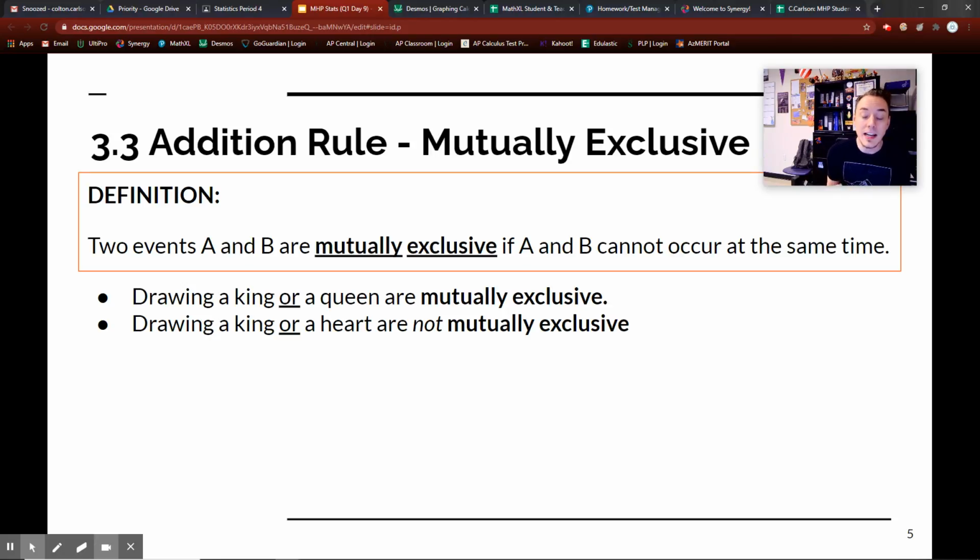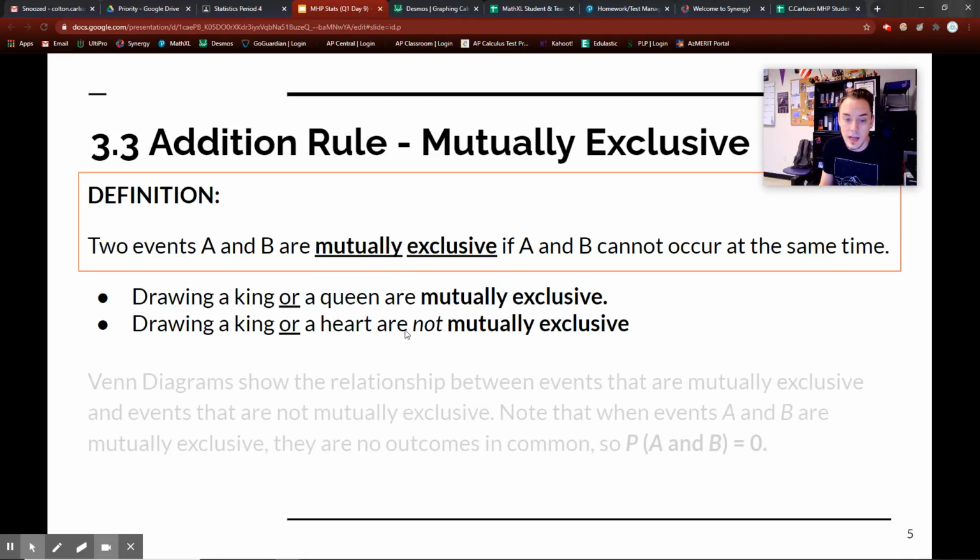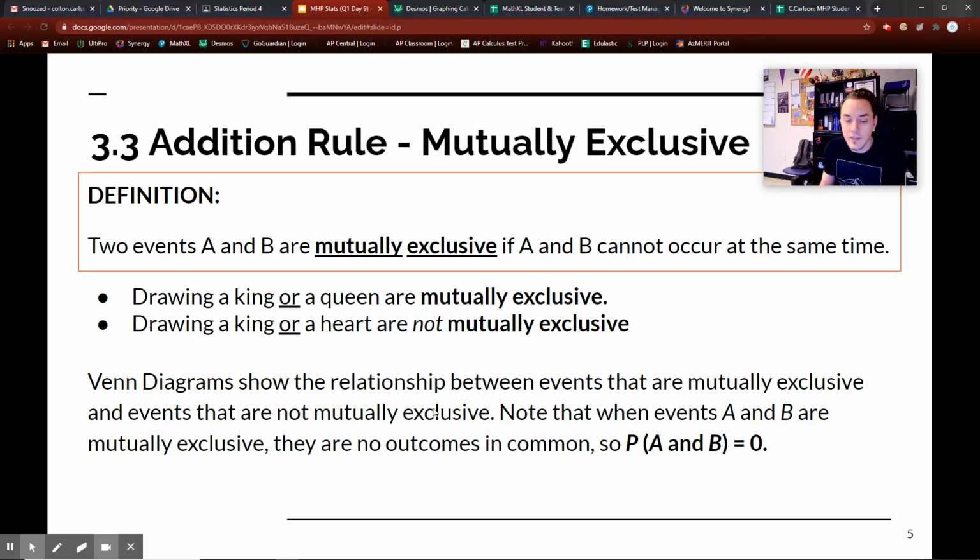Why is that? Because I can draw a king that is a heart. I can have a heart that is a king. So since they overlap a little bit, we say that they're not mutually exclusive because there is an overlap. Venn diagrams often show the relationship between events that are mutually exclusive and events that are not mutually exclusive. For instance, when events A and B are mutually exclusive, there are no outcomes in common.